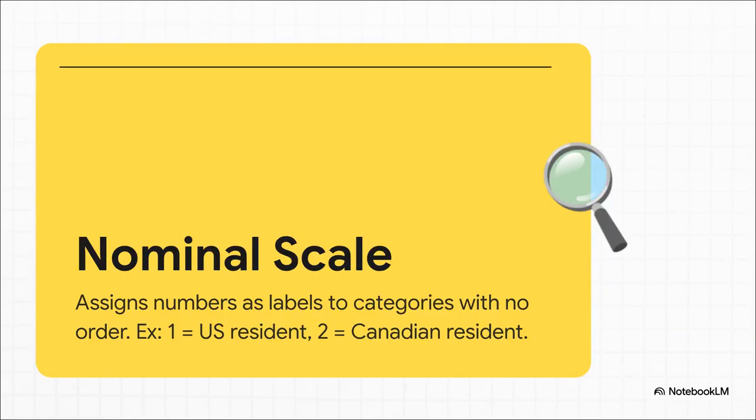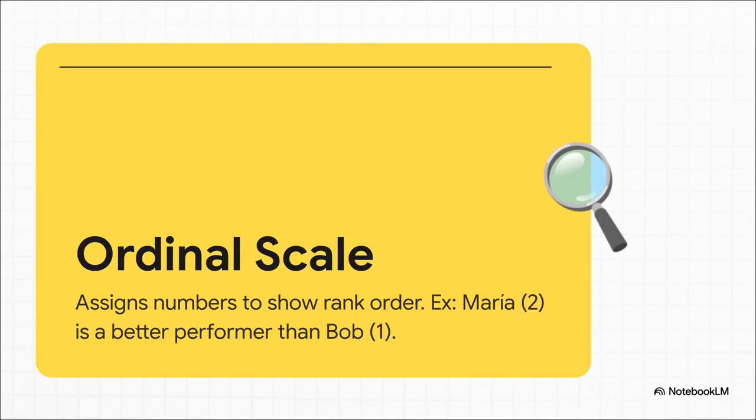Okay, so the most basic ruler is the nominal scale. It doesn't really measure so much as it just sorts things into different buckets. The numbers are just labels. So giving 1 to US residents and 2 to Canadian residents doesn't mean anything about value, it's just a way to classify. All this scale can tell you is if things are different. That's it.